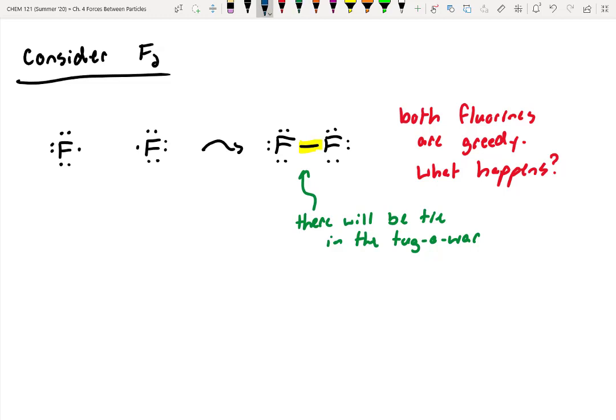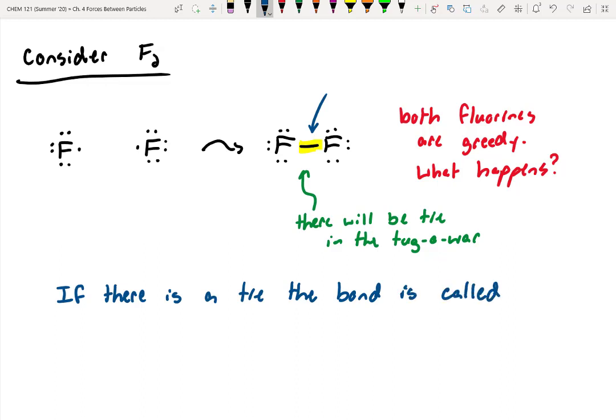This type of bond is called a nonpolar covalent bond. So let's go ahead and define that down below. If there is a tie, the bond is called a nonpolar covalent bond.